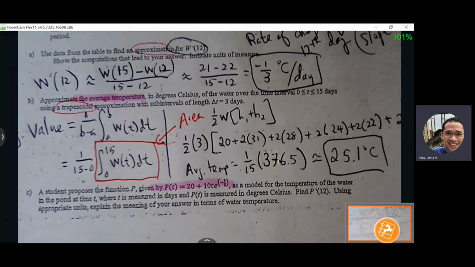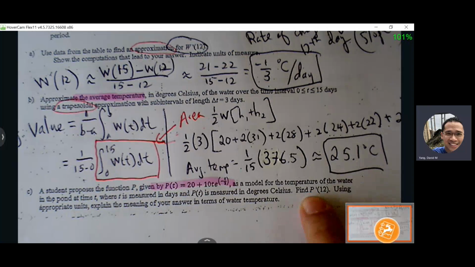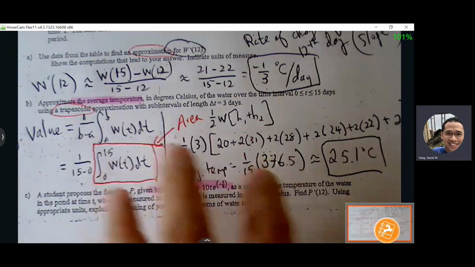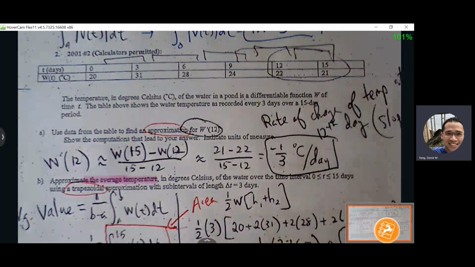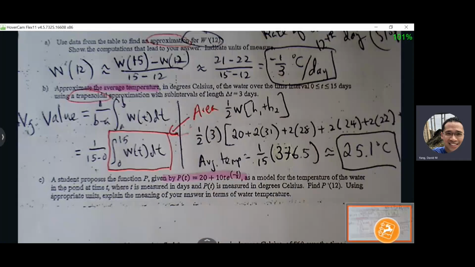Okay, so there's your function. A student proposes a function P as a model of the temperature of the water in the pond at time T, where T is measured in days, and P of T is measured in degrees Celsius. Find P prime of 12. So we're looking for the same thing, we're just using a different model, and potentially a more accurate one. We want to find the rate at which temperature is changing on the 12th day. At first we were given the table of values, but now we're given the function that we can use.